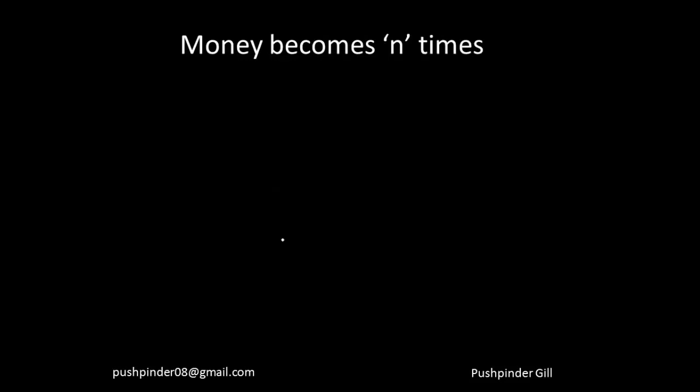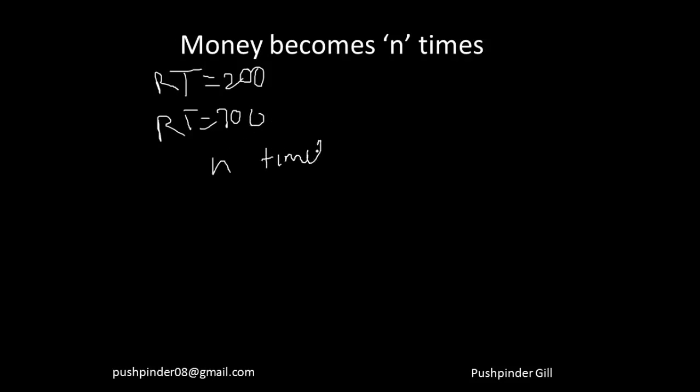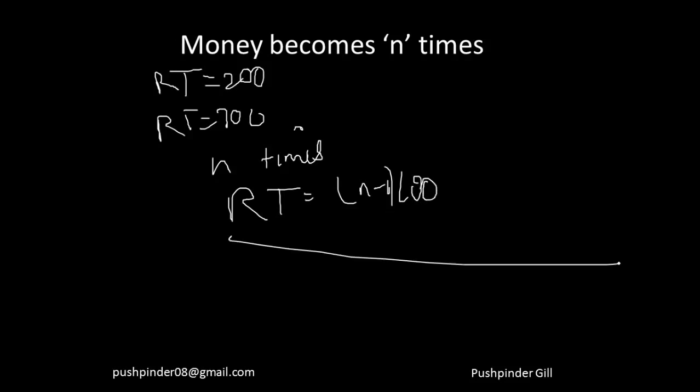If money becomes 3 times, R into T is 200. If money becomes 4 times, R into T is 300, just 1 less than that, into 100. So if money becomes N times itself, that means R into T is N minus 1 into 100. Now this might seem to be a very difficult concept, but it's very easy to remember. If money becomes N times, I know R into T is N minus 1 times 100. So it would be very easy for you to calculate things and go about the question.